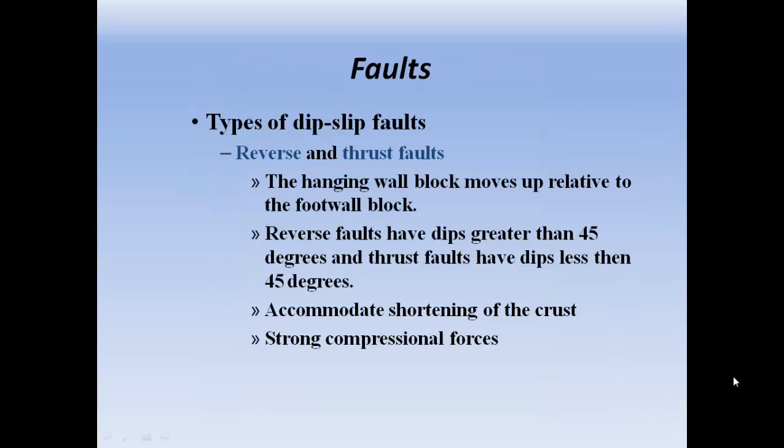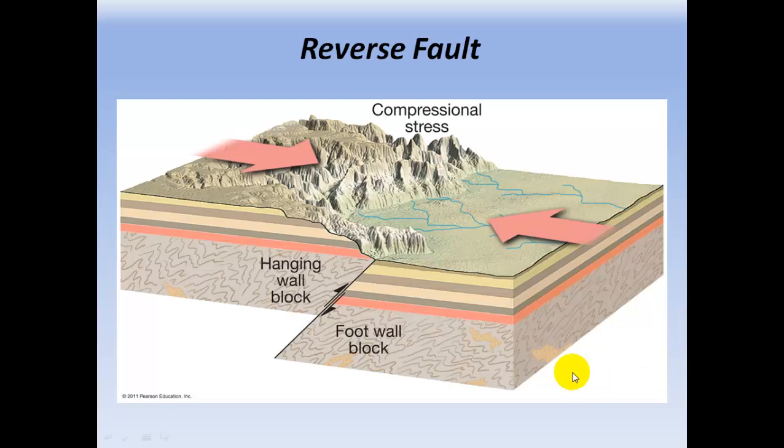Reverse and thrust faults. A hanging wall block moves up relative to the footwall. So it's the reverse of a normal fault. That's why it's called a reverse fault. Reverse faults have dips greater than 45 degrees, and thrust faults have dips less than 45 degrees. They accommodate a shortening of the crust, usually with strong compressional forces rather than tensional forces. So here we have our hanging walls pushed up, and the footwall block drops down.